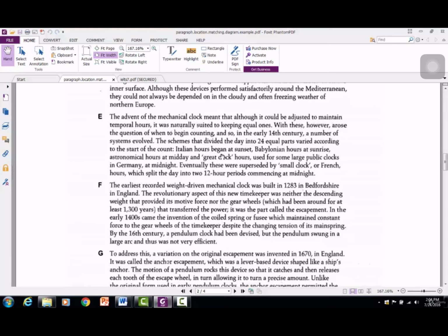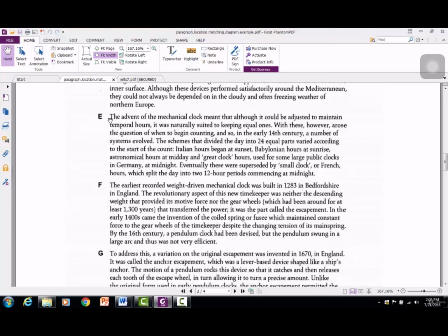What's also helpful for a paragraph location question is that a lot of times you can look at the topic sentences, the first sentence of a paragraph, and that can give you a good idea if it matches also. Like here, when we look at the topic sentence of paragraph E, the first sentence, it says the advent of the mechanical clock meant that although it could be adjusted to maintain temporal hours, it was naturally suited to keeping equal ones.